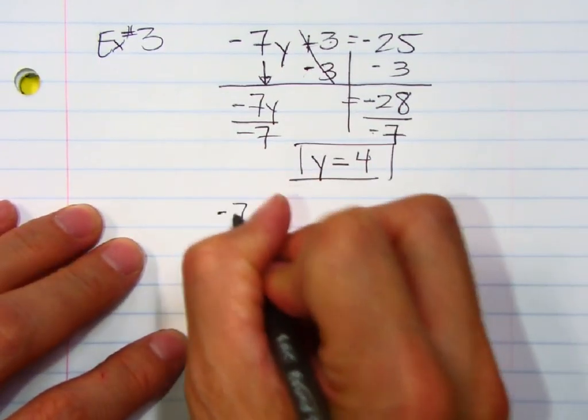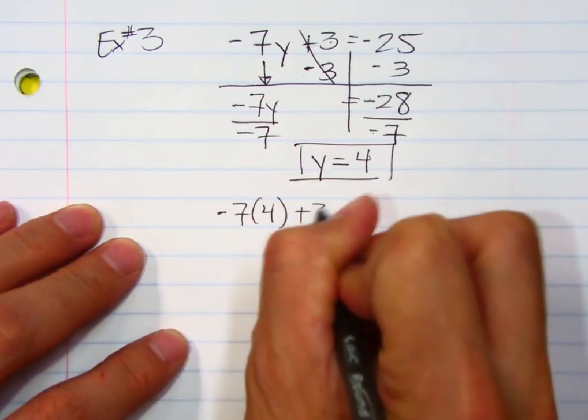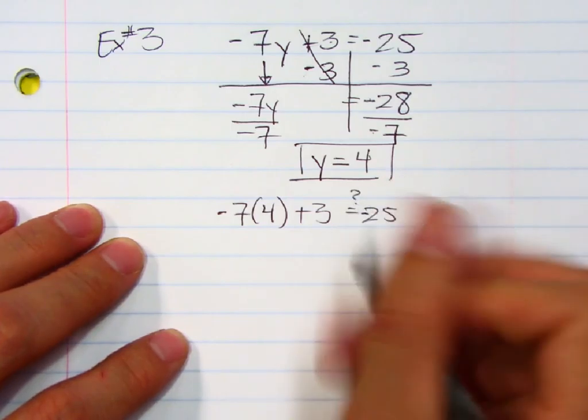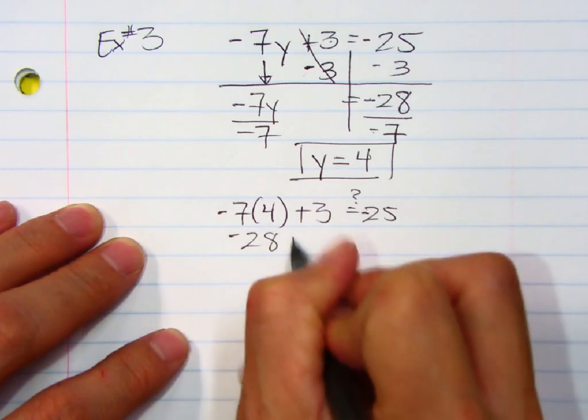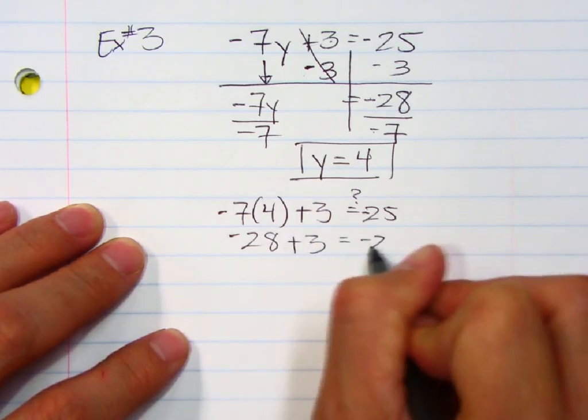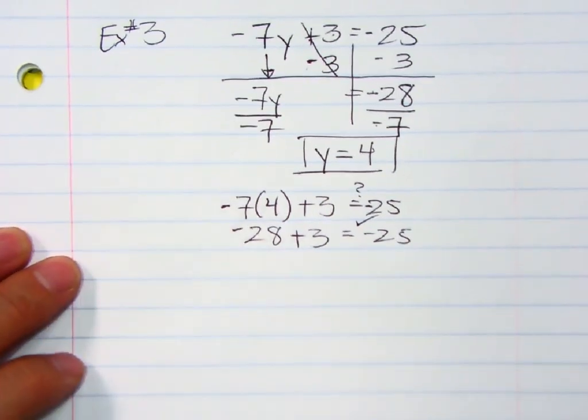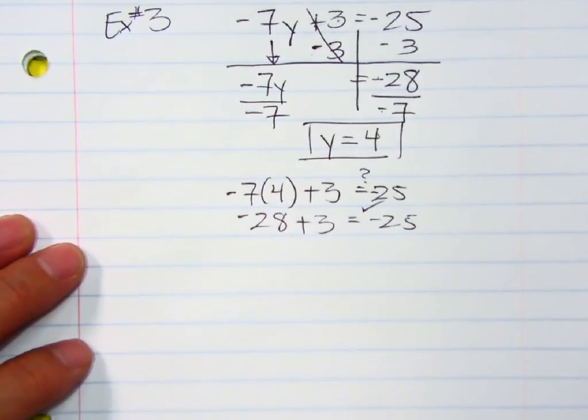Then I'm going to check my work. Negative 7 times 4 plus 3, does that equal negative 25? Well, this is negative 28 plus 3, and sure enough, yes, it does equal that. All right, let me try one or two more challenging questions.